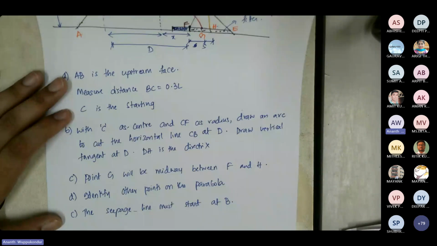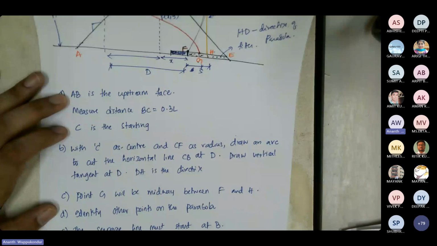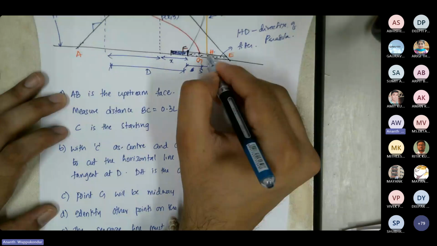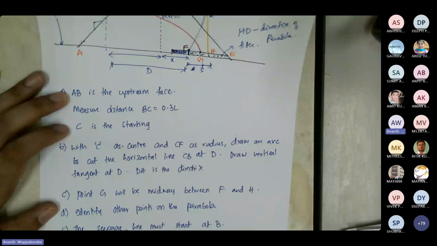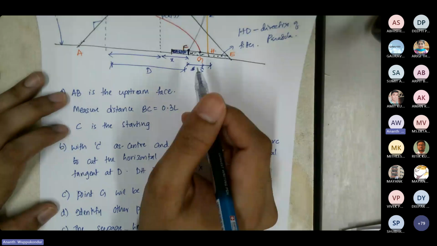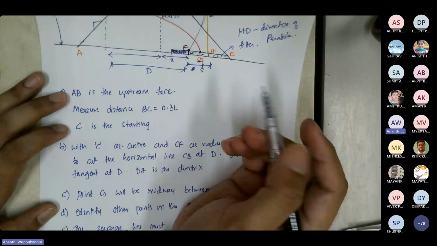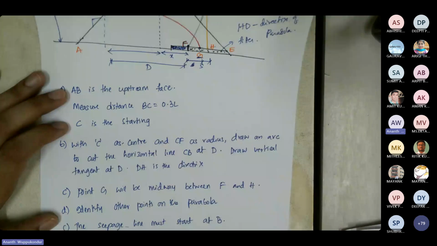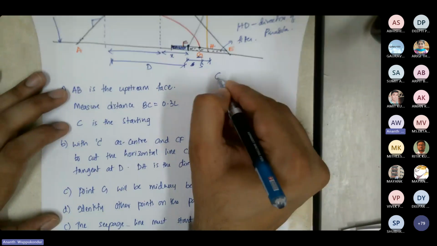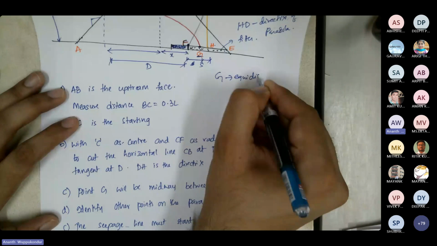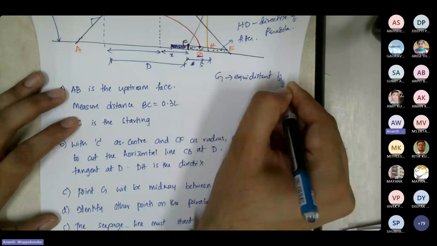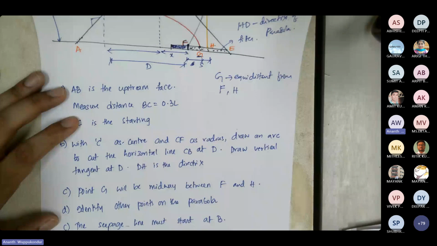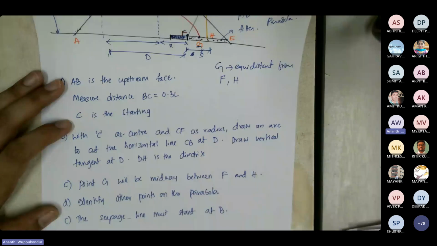Now we have identified the directrix of the parabola. Now the seepage line where it is exiting in the filter is denoted by point G, and this point G on the parabola is going to be equidistant from both the focus and also the directrix. So G is going to be equidistant from the focus and the directrix.